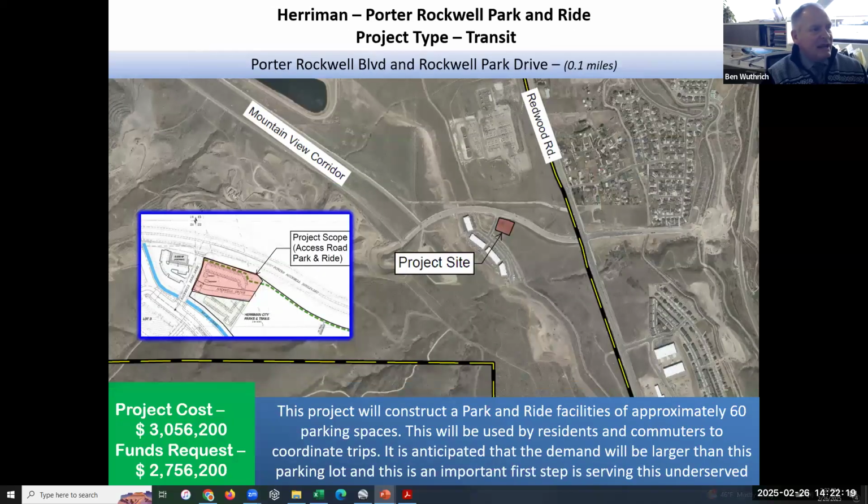Next request is in Herriman. This is to construct a park and ride facility out near the Port of Rockwell Boulevard and the Rockwell Park Drive. The estimated cost on this is $3+ million. Funds being requested is 2.7+ million, and it's to construct about a 60 parking space park and ride facility.